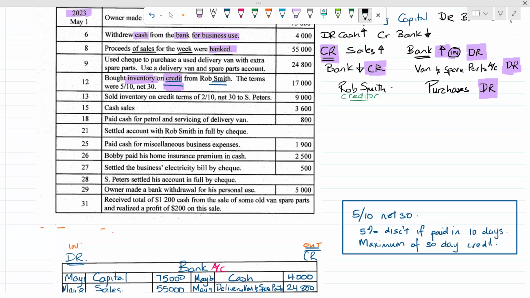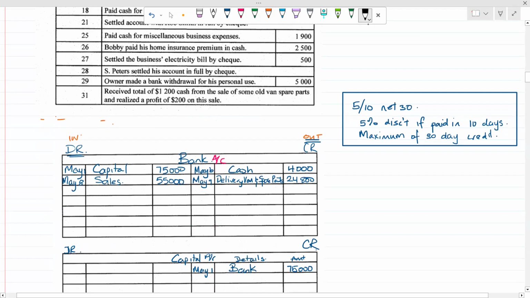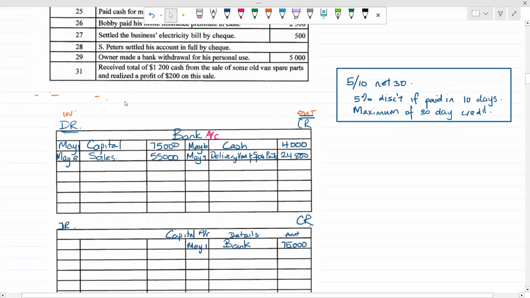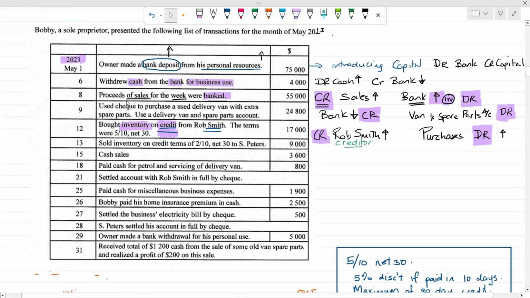So creditors will obviously be what? We debit purchases, so the creditor is credited, right? Because we are debiting our purchases, and a creditor or accounts payable is a liability, and we are increasing this liability, so we credit it. Purchases is an asset. We are increasing that asset, so we debit it. So we need to open a purchases account. Now, the purchases account is only for goods or stock or inventory, not for a delivery van, unless you're selling delivery vans. It doesn't seem as though this person, Bobby, is selling delivery vans, right?